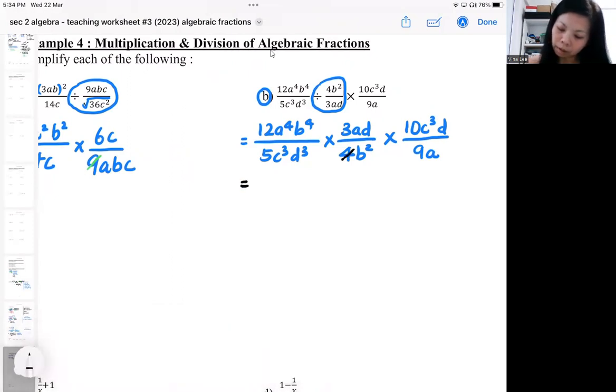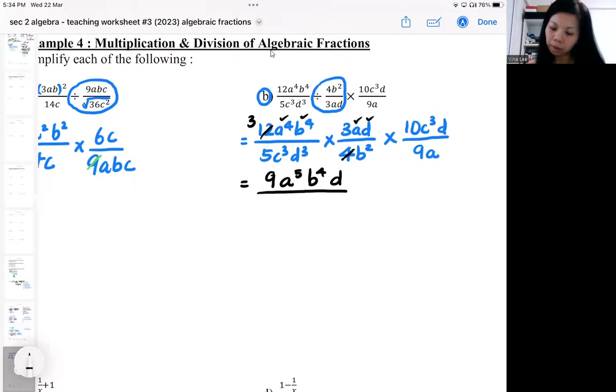Okay, so I can cancel number first. So you handle the first two. Top times top, you will have a 9a 5b 4d. And the bottom, I got a 5. Okay, I try to be organized. I got a b square first, c, and then d.